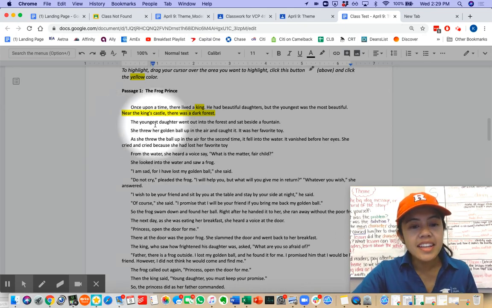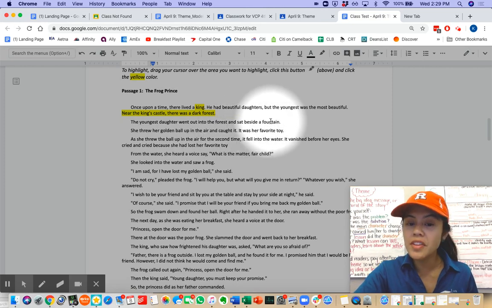The youngest daughter went out into the forest and sat beside a fountain.